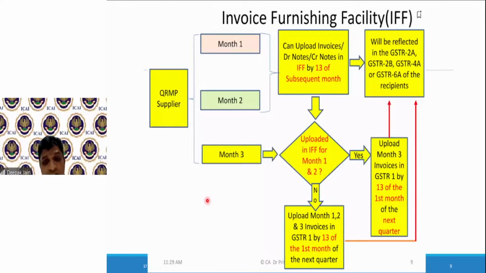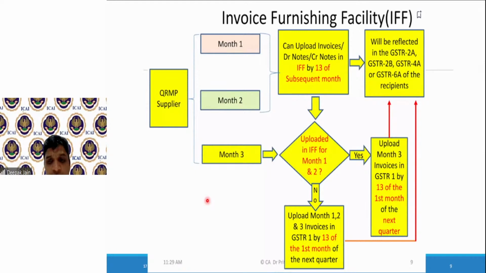I am furnishing invoices under IFF for the first month and paying tax in the last month while filing 3B. Will there be any interest? Yes, because that is the QRMP scheme: quarterly return, monthly payment. Monthly payment is based on your monthly sales. You have made supplies in the first month, so you are liable to pay taxes in the first month. If you don't pay in the first month and you pay in the third month, then for that portion there will be interest.